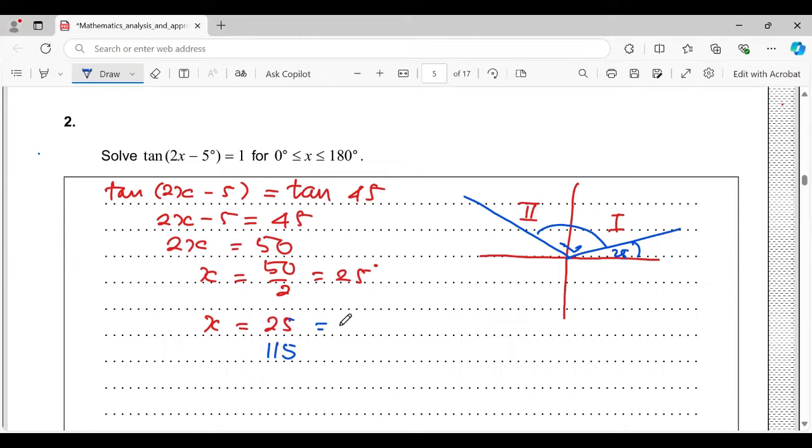25, if in radians, this is 5 over 36 pi. And if we add half pi, 115 is going to be 23 over 36 pi. Okay, so these are the solutions.